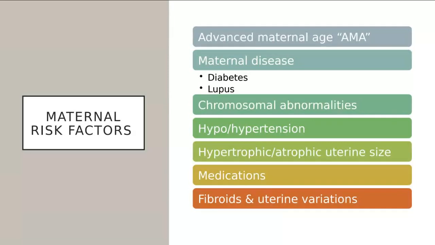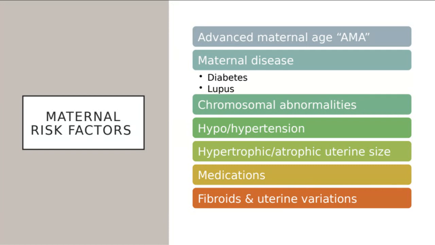Also, if there's any history of chromosomal abnormalities in the parents' family history, right? So we need to know that. Does anyone have Down syndrome in your family? Does anyone have Edwards syndrome in your family? Because there are going to be links between those genetics and the statistics that your baby could have them. If you have any underlying hypertension or hypotension, right? Is your blood pressure too high or too low? That's something that we need to monitor extremely closely. Also, any sort of uterine abnormalities. So is your uterus too big, too small? Do you have fibroids in your uterus?